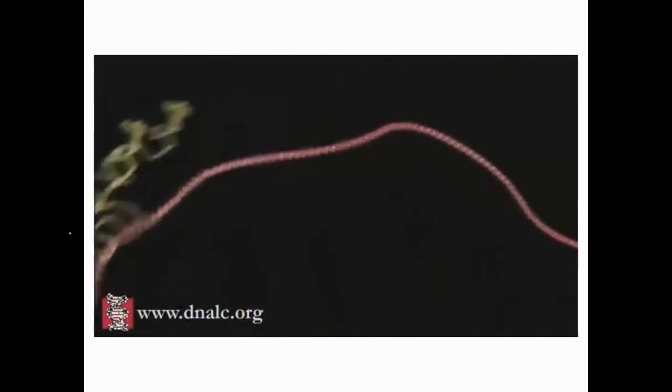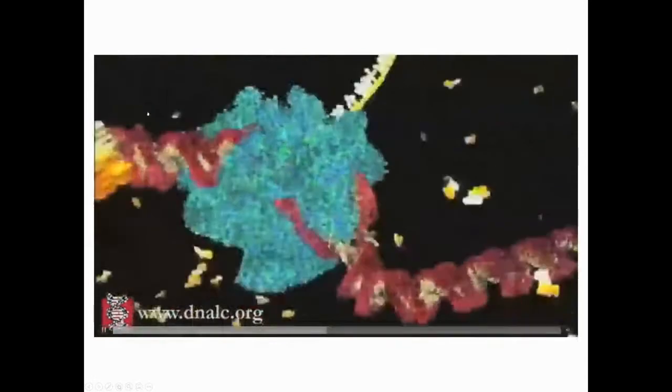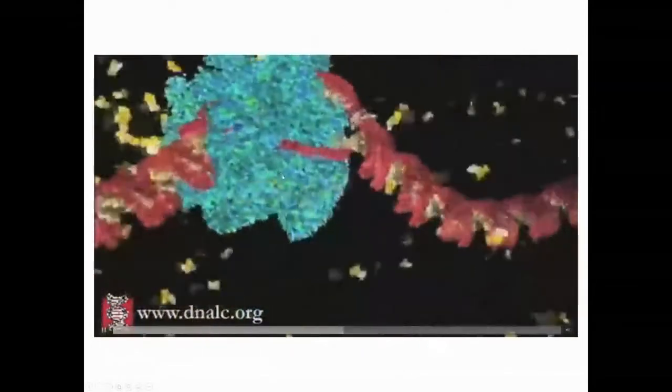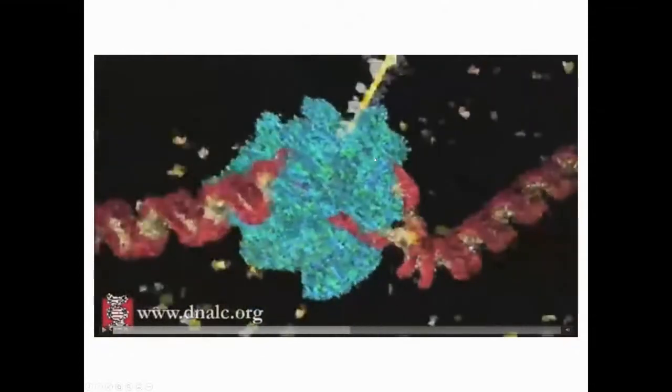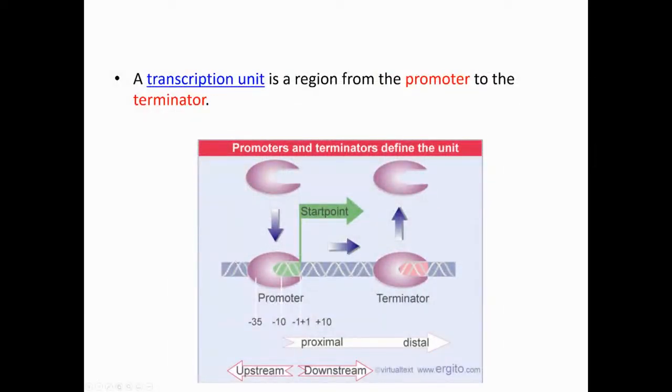The blue molecule racing along the DNA is reading the gene. It's unzipping the double helix and copying one of the two strands. So that's the actual speed of transcription, very fast, okay? So this is a messenger RNA. That's a video just to show the transcription process.